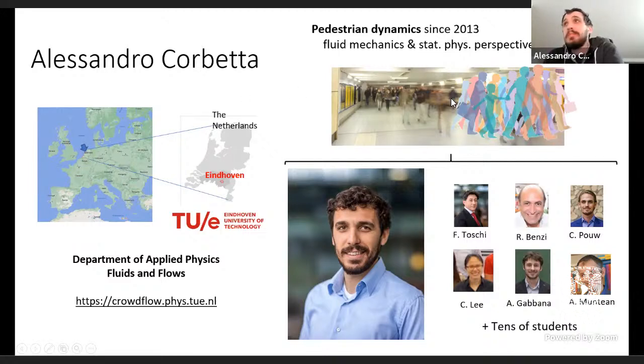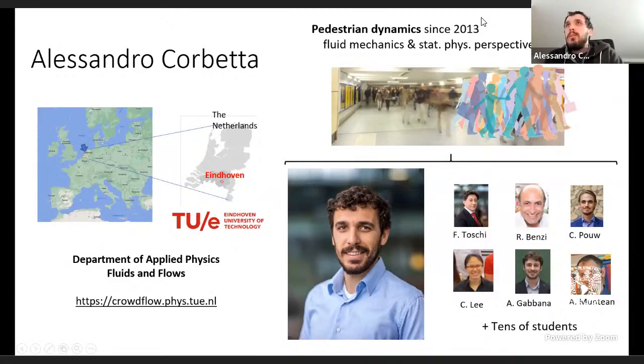What I'm going to present is work that is running over here at the Eindhoven University of Technology, specifically in the group of fluid mechanics, since about 2013, with a bunch of collaborators. The main ones are here: Federico Toschi, Roberto Benzi, Cas, Chungming Li, Alessandro Gabbana, and Adrian Muntean, plus tens of students. The purpose is to shed some light, from the physics perspective, on the flow of this very special system that are human crowds.